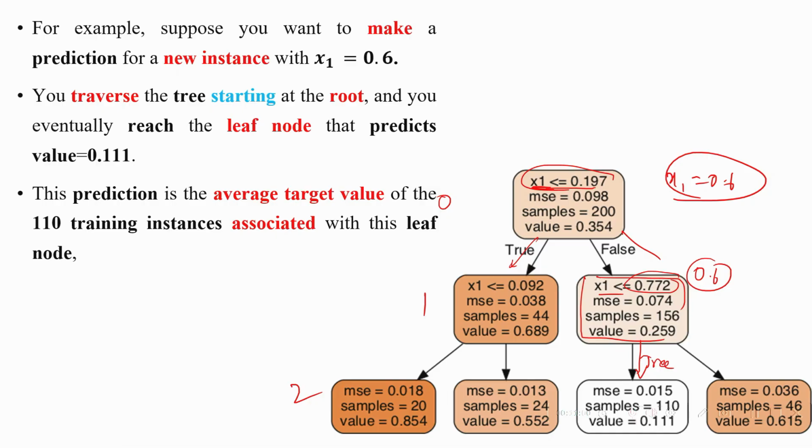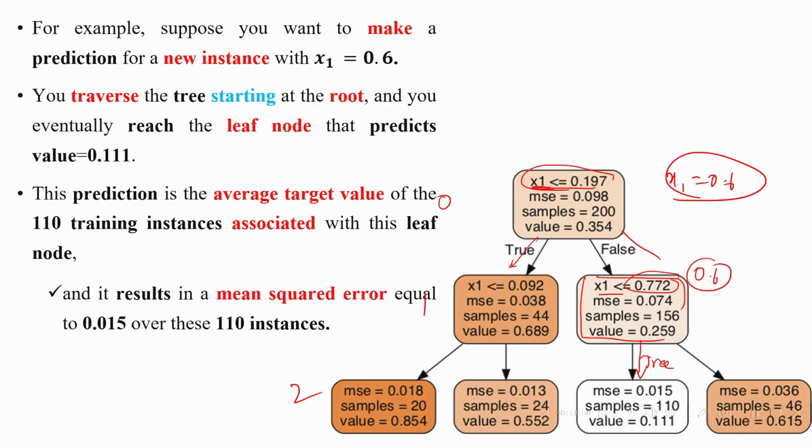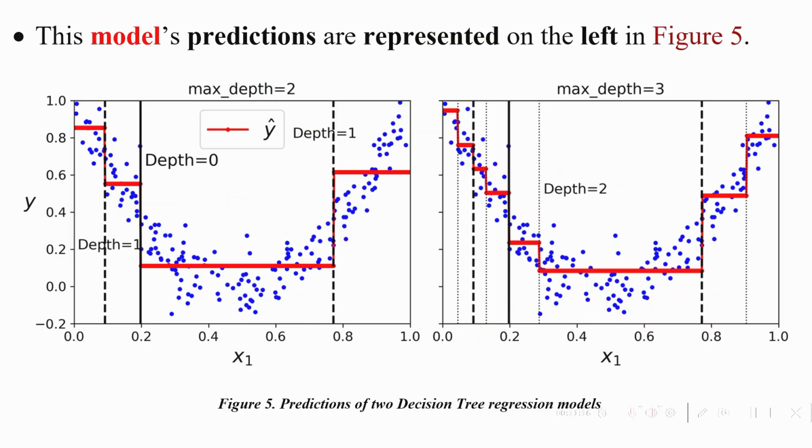This prediction is the average target value of the 110 training instances associated with the leaf node, and it results in a mean squared error equal to 0.015 over these 110 instances. Here the prediction is represented in two diagrams: one with max depth equal to 2, and the other with max depth equal to 3. Here x1 ranges between 0.0 and 1.0, and the predicted y value between minus 0.2 and 1.0.